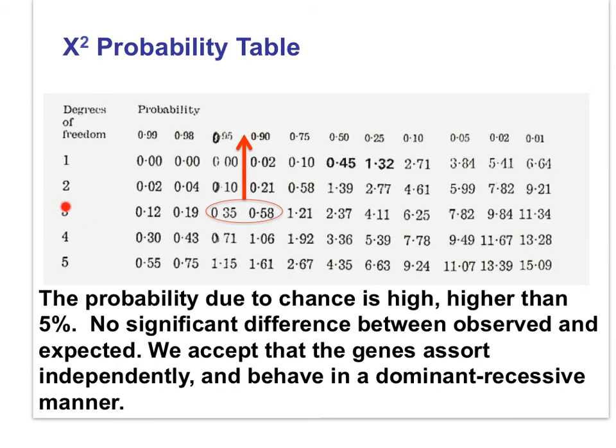We enter the chi-square table with 3 degrees of freedom because there were 4 classes of phenotypes. The probability due to chance is higher than 5%. There is no significant difference between observed and expected values. We accept that the genes assort independently and behave in a dominant recessive manner.